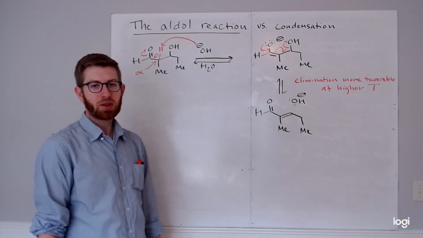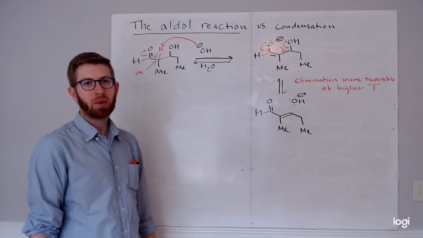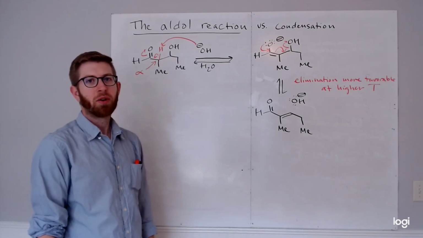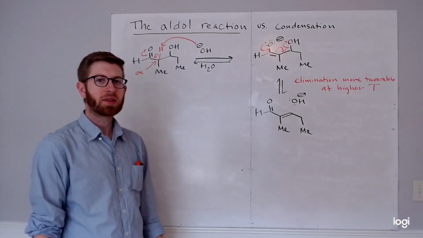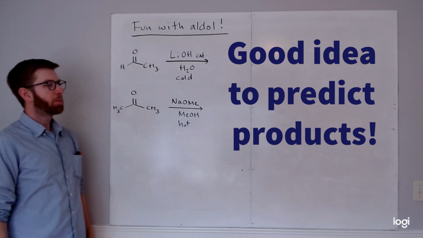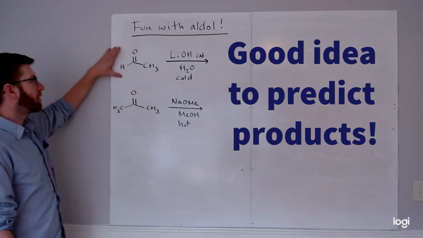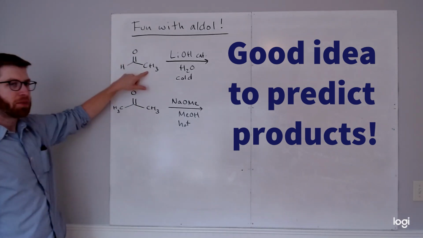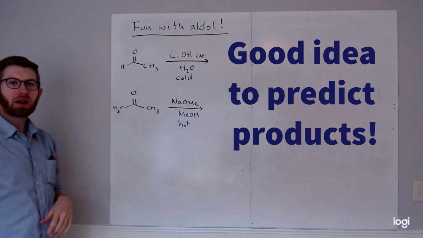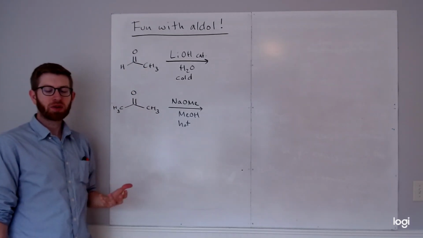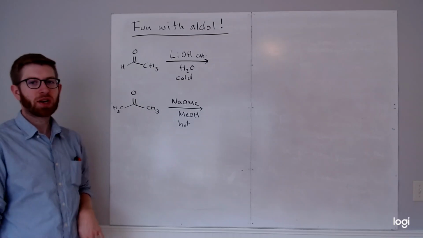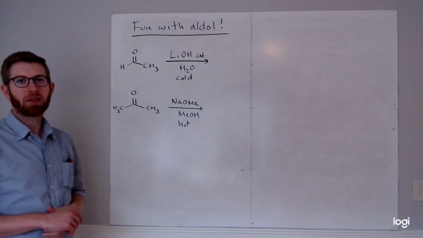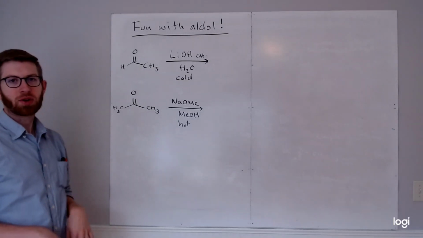So in the next section of this video, we'll be looking at a few problems where we predict products for both Aldol reactions and Aldol condensations. So let's look at a couple of problems here. We'll work the top one first. We have an aldehyde with just a methyl group, lithium hydroxide as a catalyst, and then we're using water as a solvent, and we're trying to keep this reaction cold. So we might be using an ice bath, for instance, to cool the reaction as it goes.